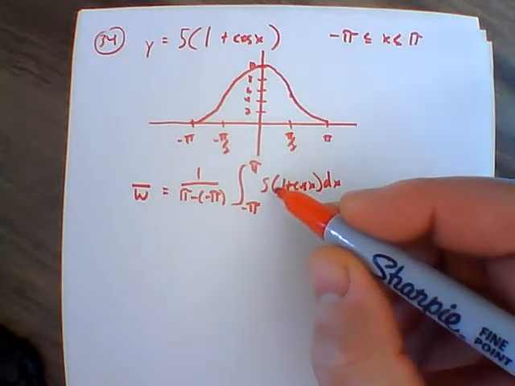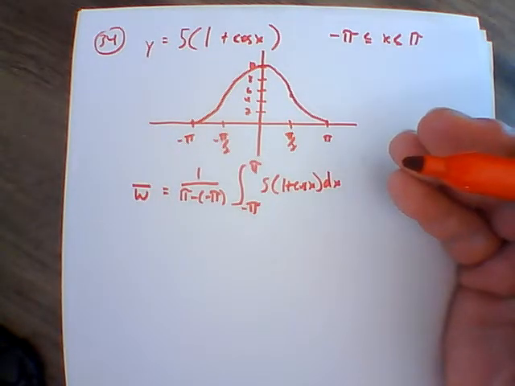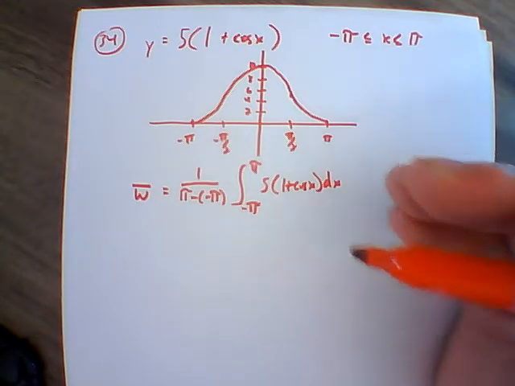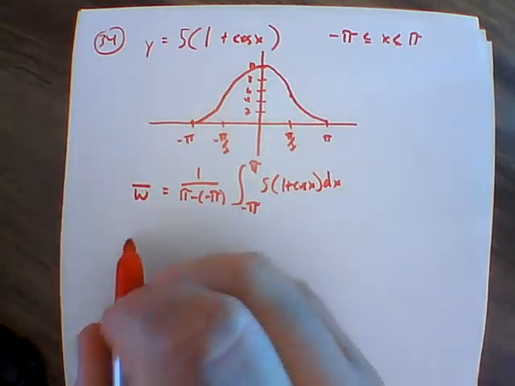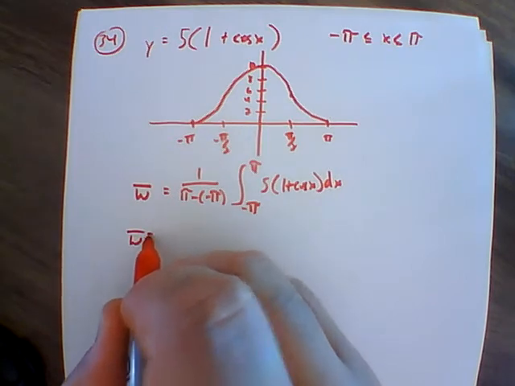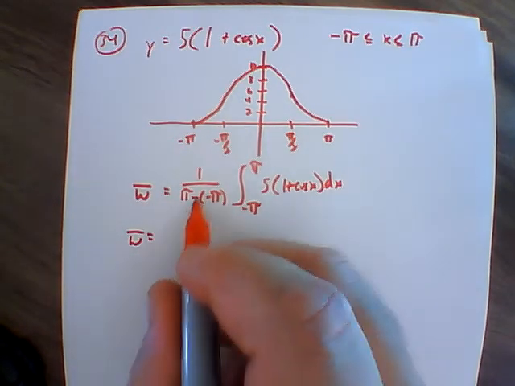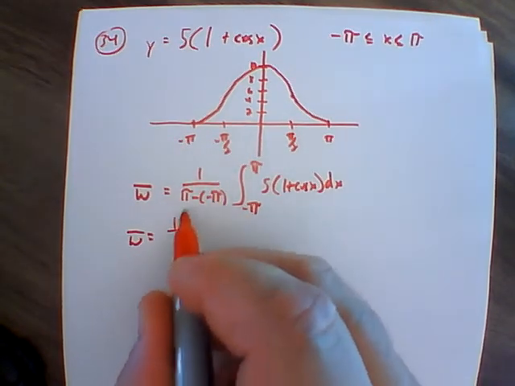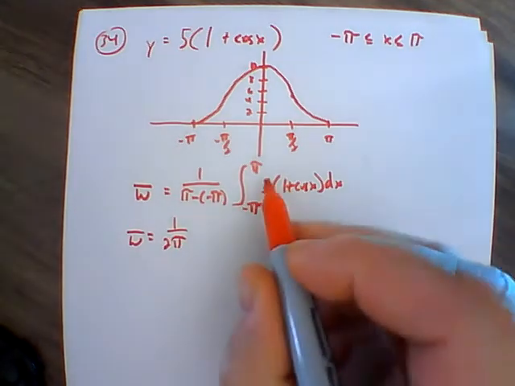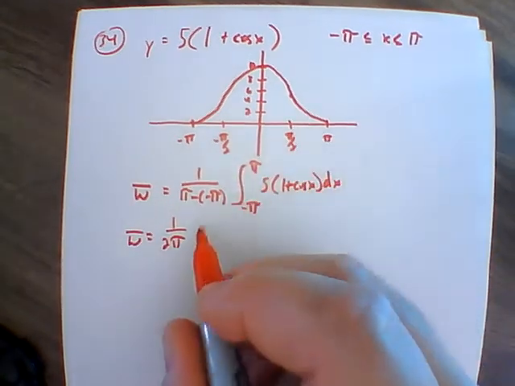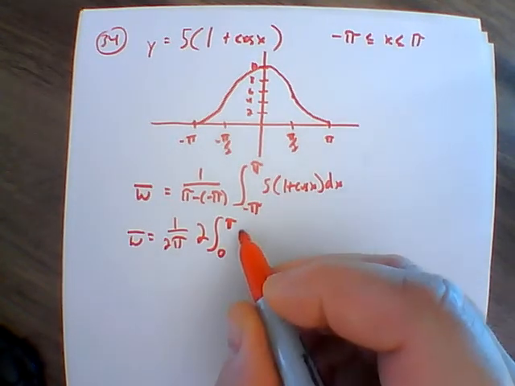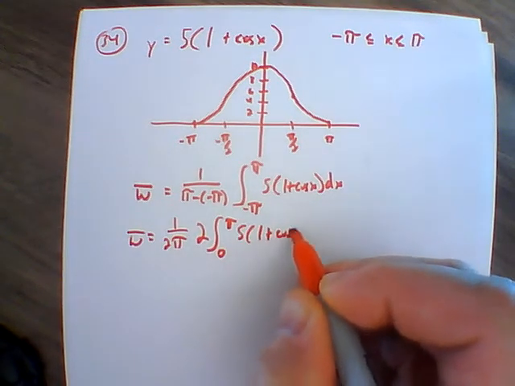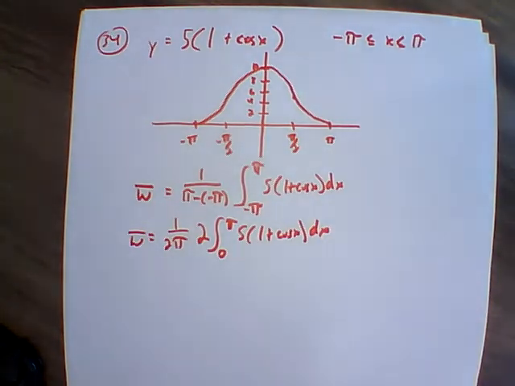Because this is an even function, the previous one I didn't work out as an even function on there. It would have very easily been done, but I didn't. So I'm going to show you how we're going to work this one as an even function. So once again, our average height, I'm going to simplify this down. This is 1 over 2 pi. And now, because this is even in here, this is 2 times the integral from 0 to pi of 5 times 1 plus cosine x dx.